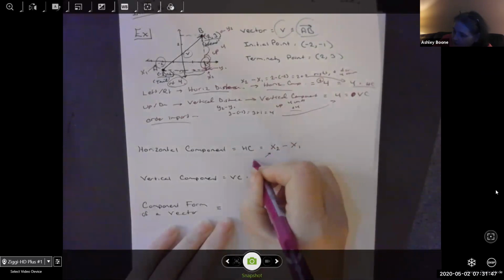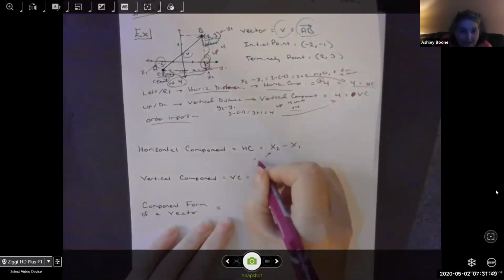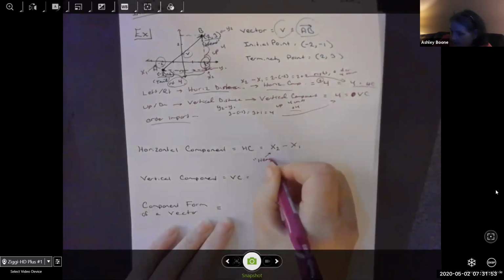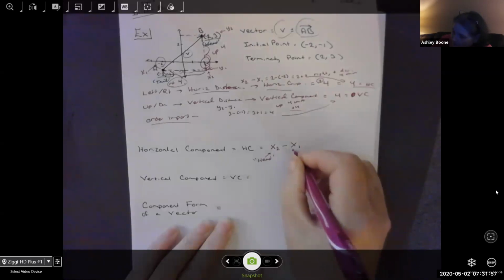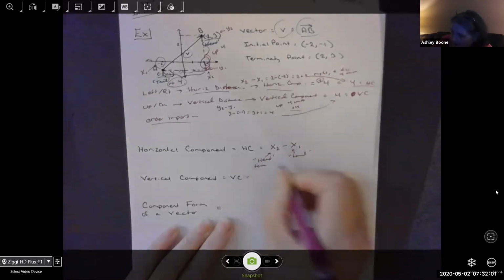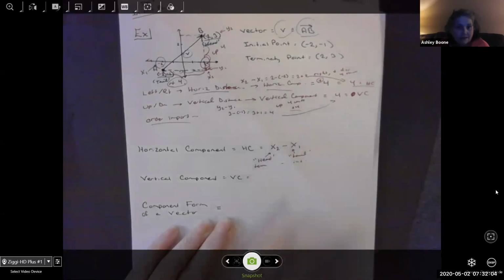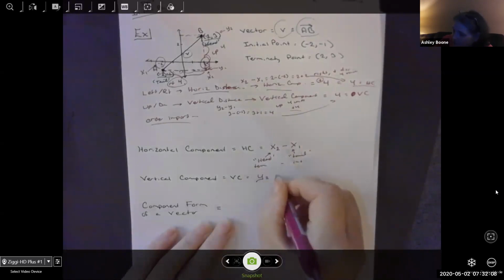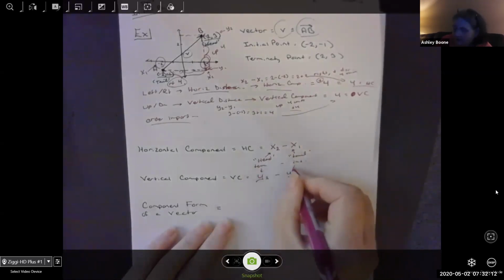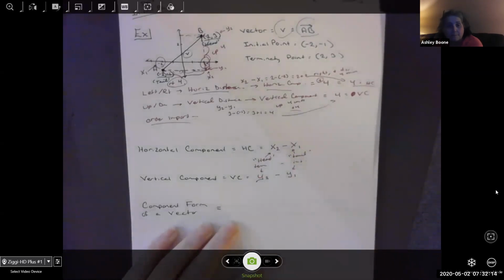This x value comes from the end or the terminating point or the head of the vector. This one comes from the tail. So terminating minus initial x value. Vertical component is going to be the difference in your y values. Same thing from the head and the terminating.